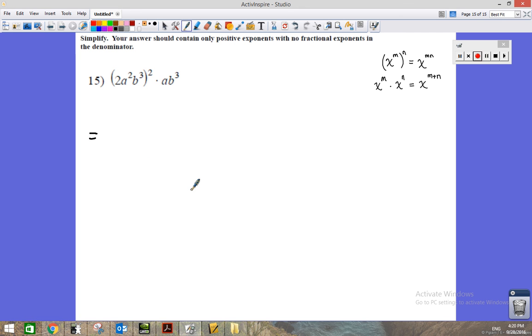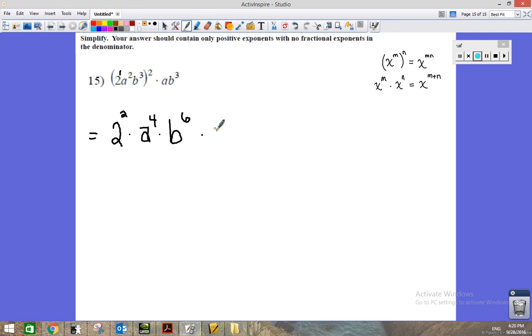One thing you might want to do: this 2 is being raised to the first power. So when you square this, this 2 is also being squared. So this base of 2, 1 times 2 is 2. This base of a is being raised to the second power, but 2 times 2 is 4. This b to the third power, but 3 times 2 is 6. And all of this is multiplication.